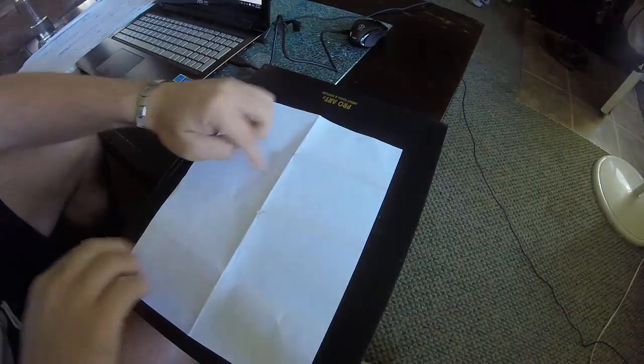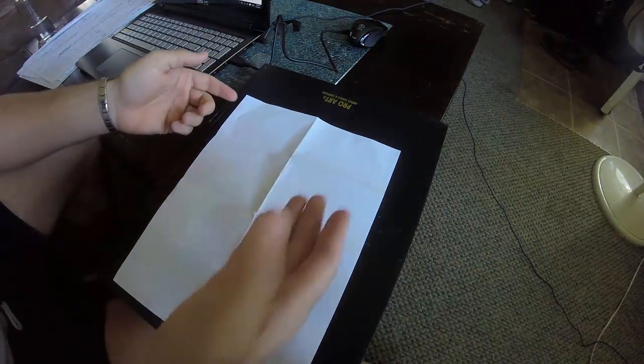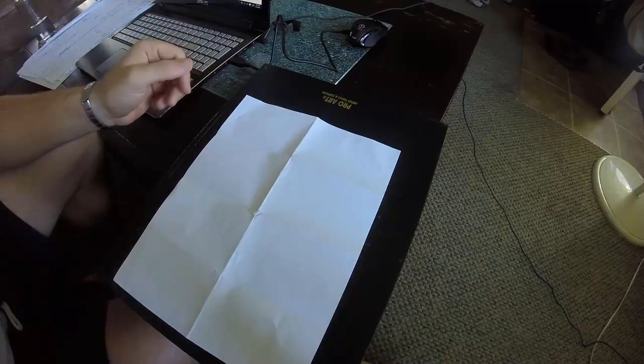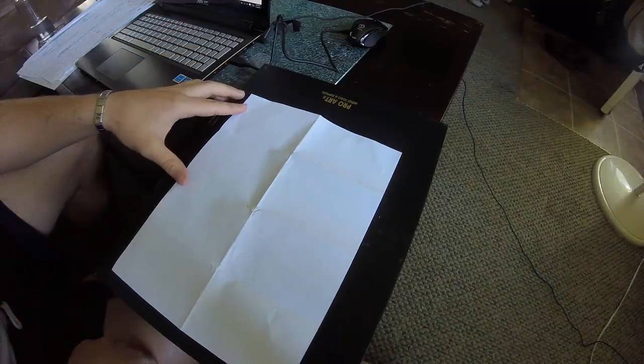8 boxes. 1, 2, 3, 4, 5, 6, 7, 8. You're going to use the other side, so you have 16 boxes to work with. And that's the first step.